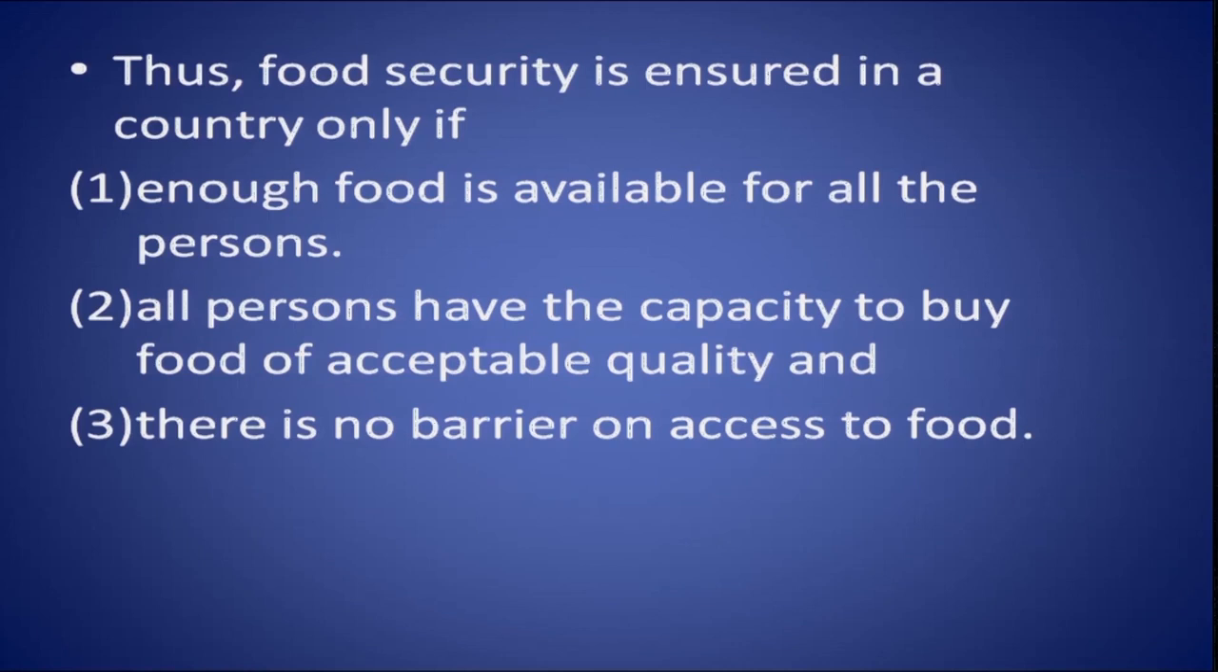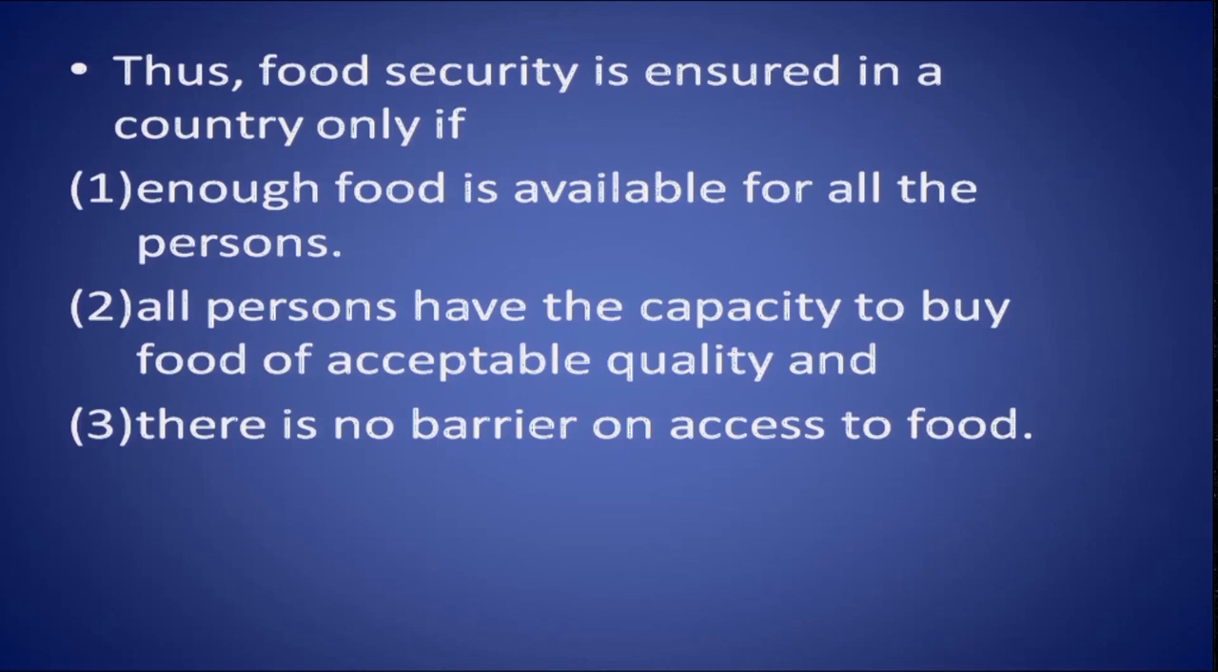availability, accessibility and affordability. Now, food security is ensured in a country only if these three could be maintained. First, enough food must be available for all persons. There must be plenty of food available for all the people of this country. Then these three dimensions could be ensured.